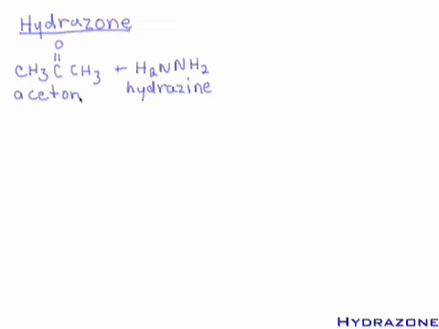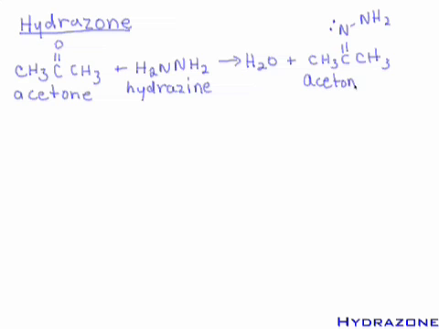Again, water is kicked out, removing the oxygen of the C double bond O. And we produce CH3, C, CH3, with a double bond from the C to an N, and off of that end is an NH2. This molecule is a hydrazone, and so this molecule would be named as acetone hydrazone.